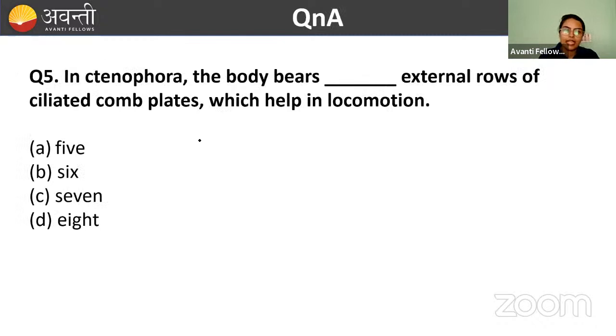Okay, now in Ctenophora the body bears dash external rows of ciliated comb plates which help in locomotion. So how many ciliated comb plates are there in Ctenophora for helping in locomotion? Okay, we are talking about Ctenophora. Okay, I'm going to launch the poll now. Please make sure that you choose your answers in the poll.